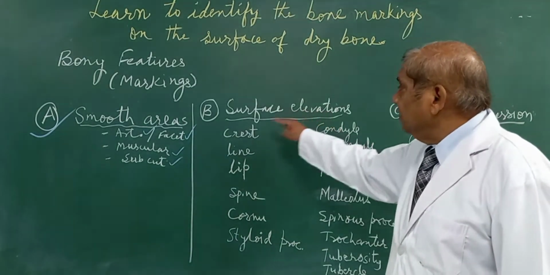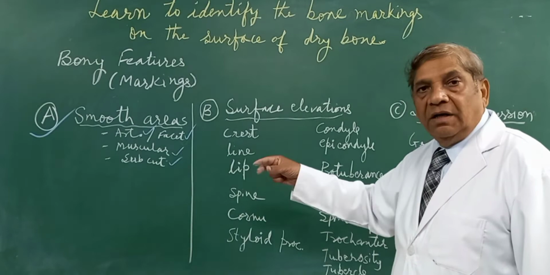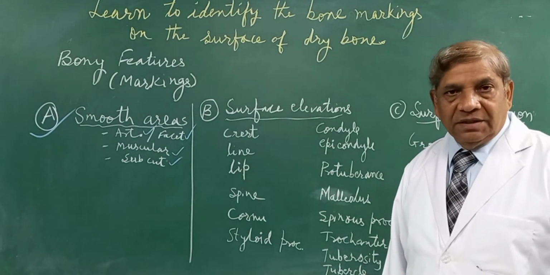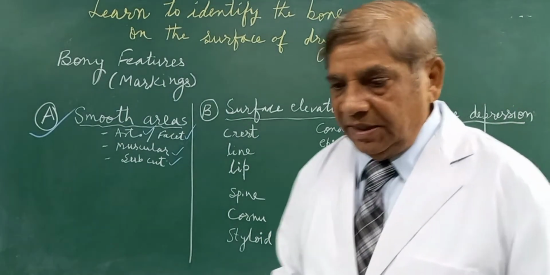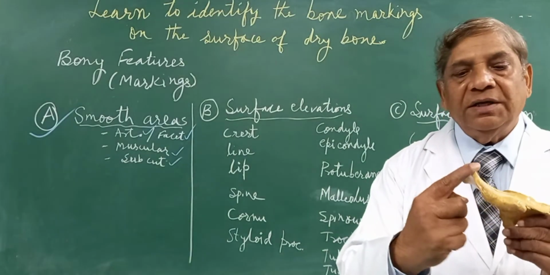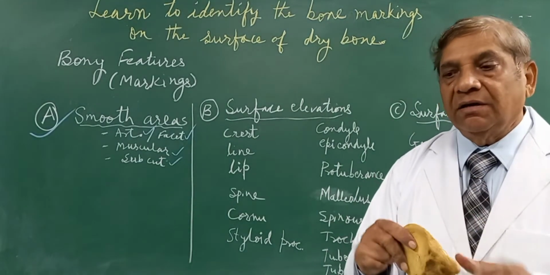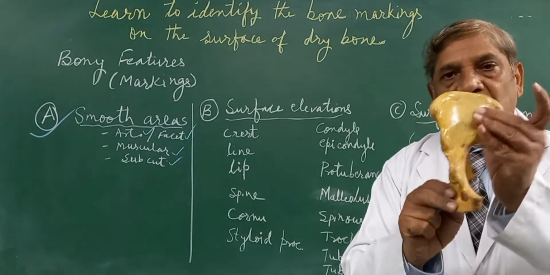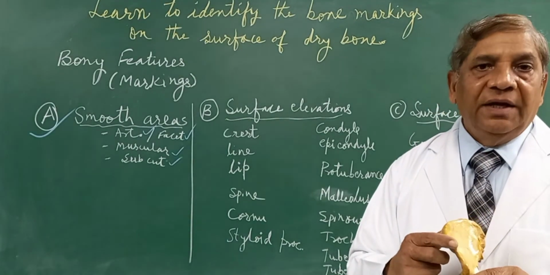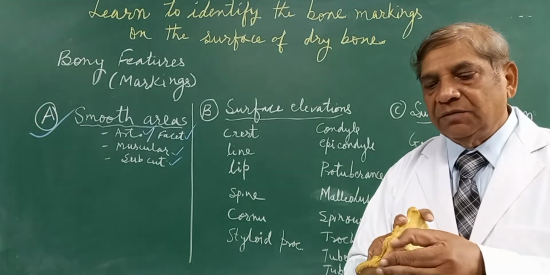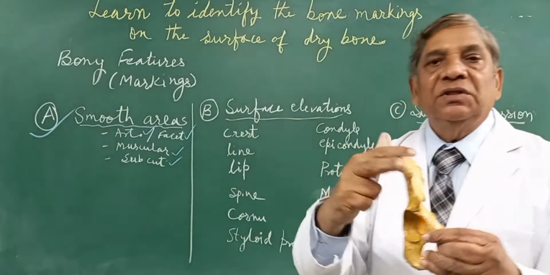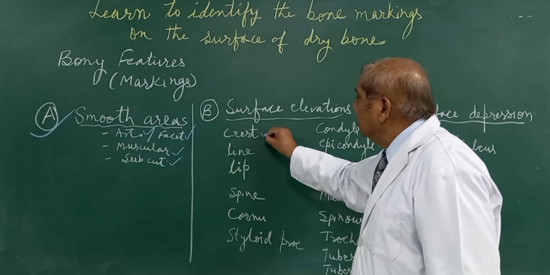There may be a surface elevation on the surface of the bone which is elevated. It is called the crest. A crest is an elongated projection. This is called the iliac crest because this bone is a hip bone and this part is the ilium, hence it is called the iliac crest. There will be another structure called the pubic crest. This small elevation here is the pubic crest. So this is a large elevation, which will be called the crest.